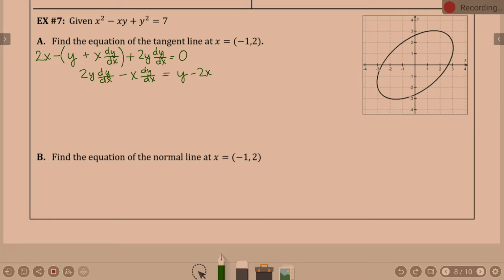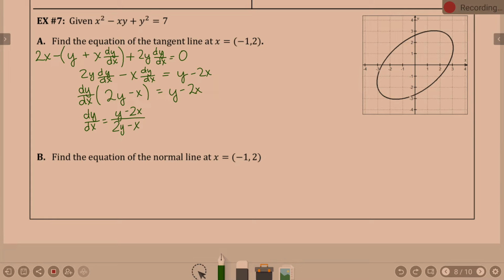Now we're going to factor out the dy/dx. Inside my parentheses, I'm left with 2y minus x, equals y minus 2x. And then we can divide. dy/dx is y minus 2x over 2y minus x. Now, that is my derivative.